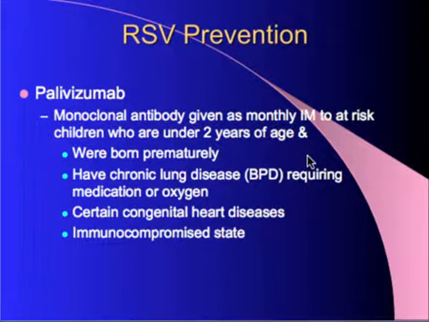Palivizumab is the monoclonal antibody given as a monthly IM injection to at-risk children who are 2 years of age or under and were born prematurely, have chronic lung disease like bronchopulmonary dysplasia that requires medication or oxygen, have certain congenital heart diseases, or are in an immunocompromised state.